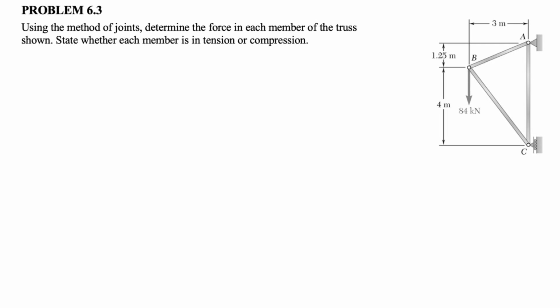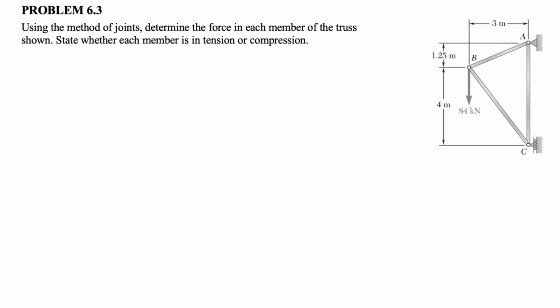We're going to be solving the third question from the sixth chapter of the Beer and Johnson textbook. And we have to use the method of joints in order to find the force in each member of this truss. And we have to state also if each member is in tension or compression.